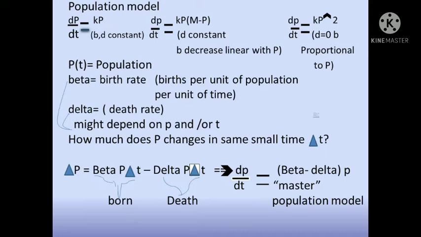Now just to give you some sense of what these quantities might be, for example, you can look up the CDC data on the United States, and I found that in 2009 there were 13.5 births per 1,000 individuals, and that was in a single year, so that would be beta if I choose the units accordingly.